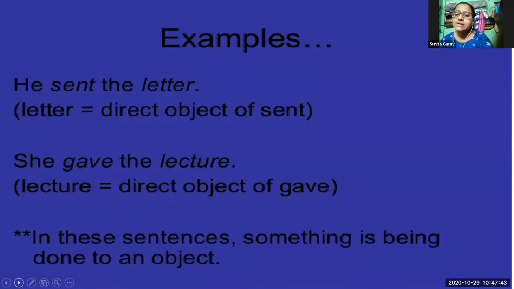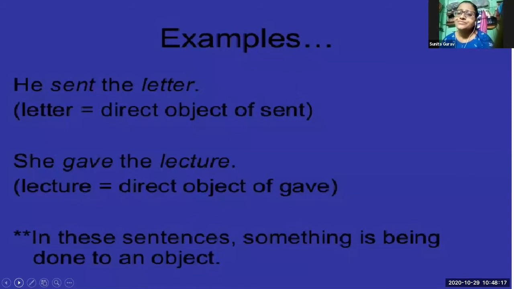In these sentences, something is being done to an object. Means object is also there, subject is also there, and action verb is also there. For example, he is a subject, sent is an action, and letter is an object. Now she is a subject, to give is the verb or the action, and the lecture is an object.